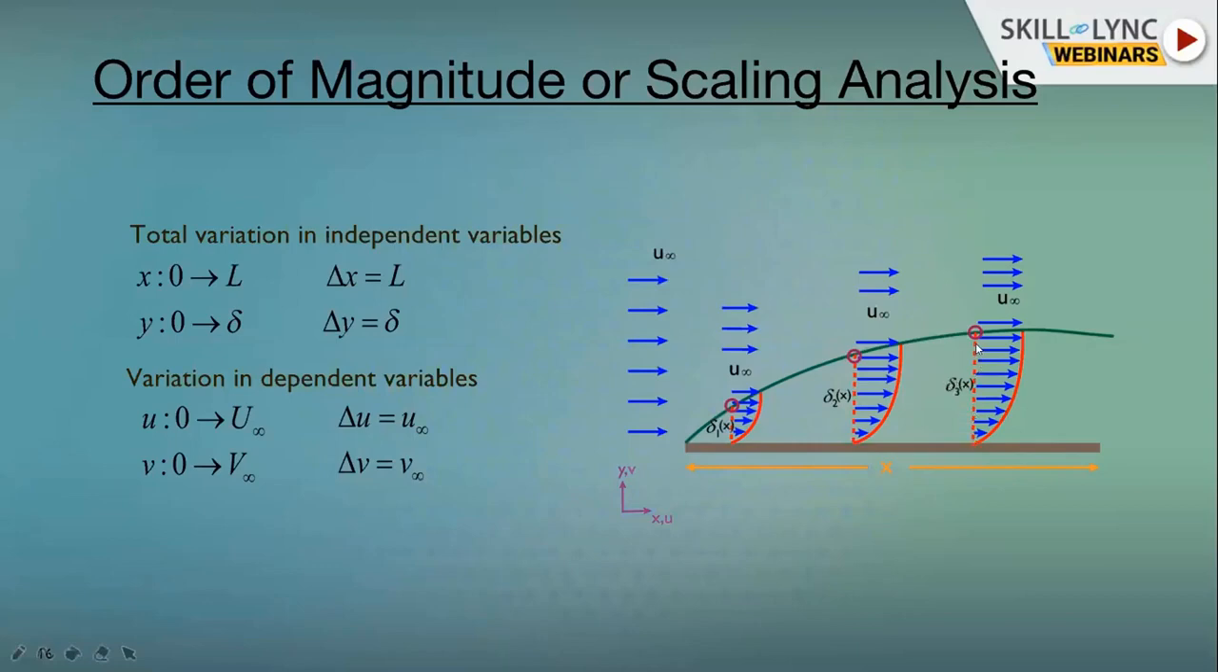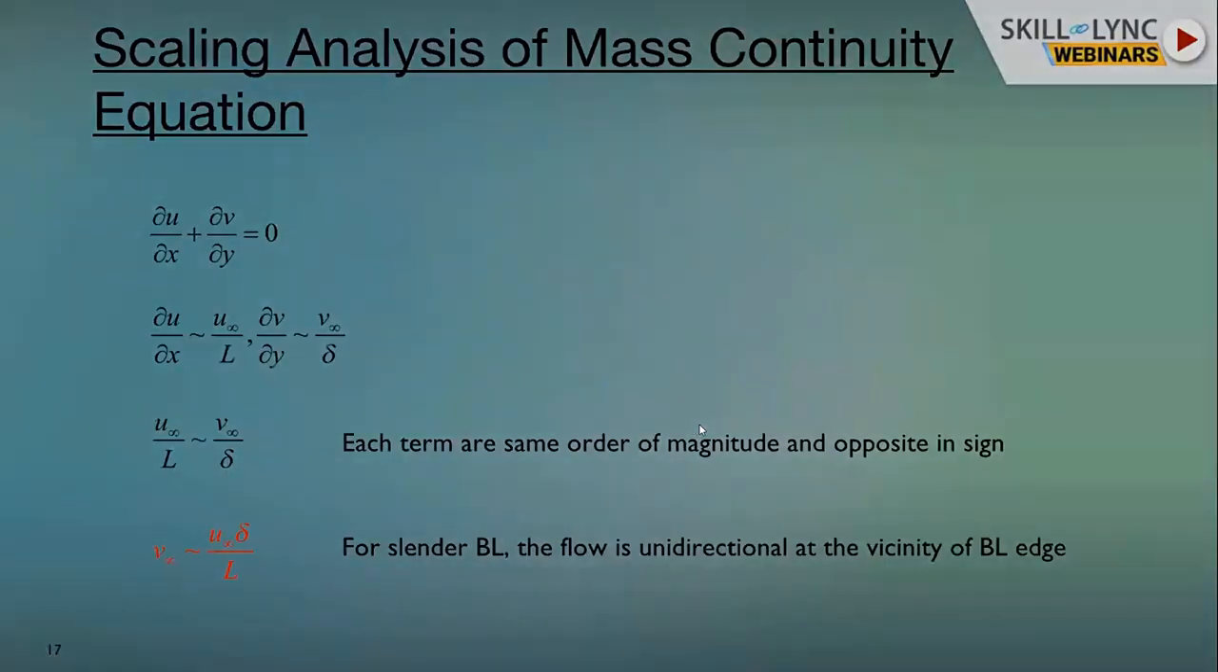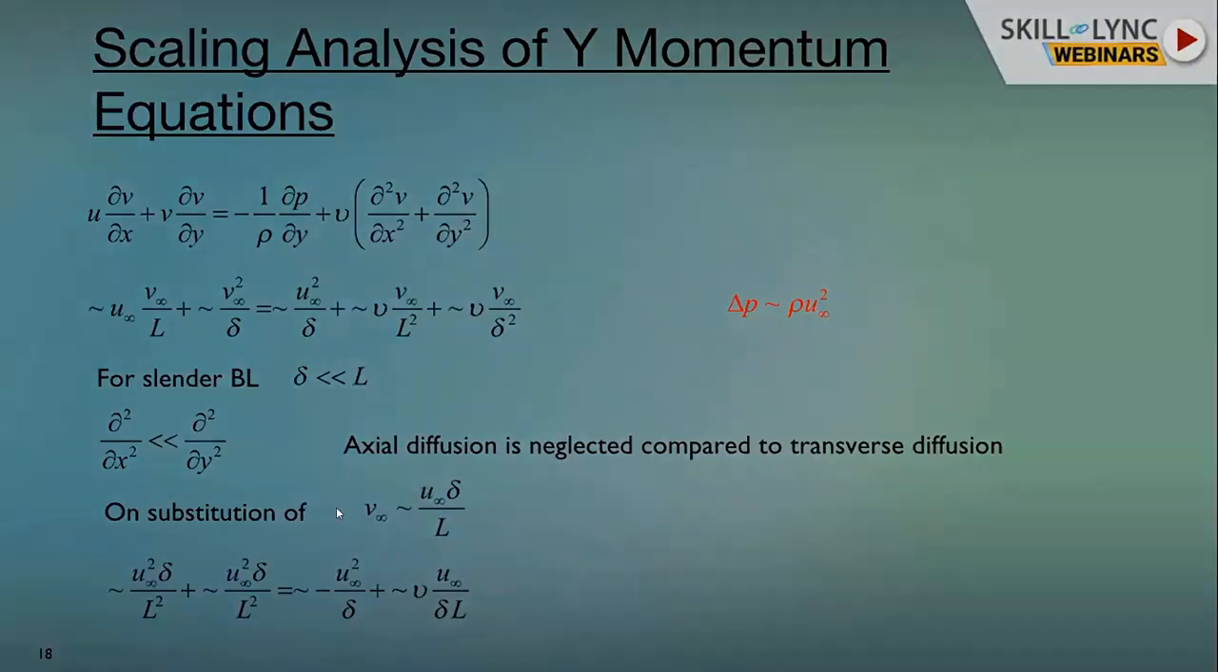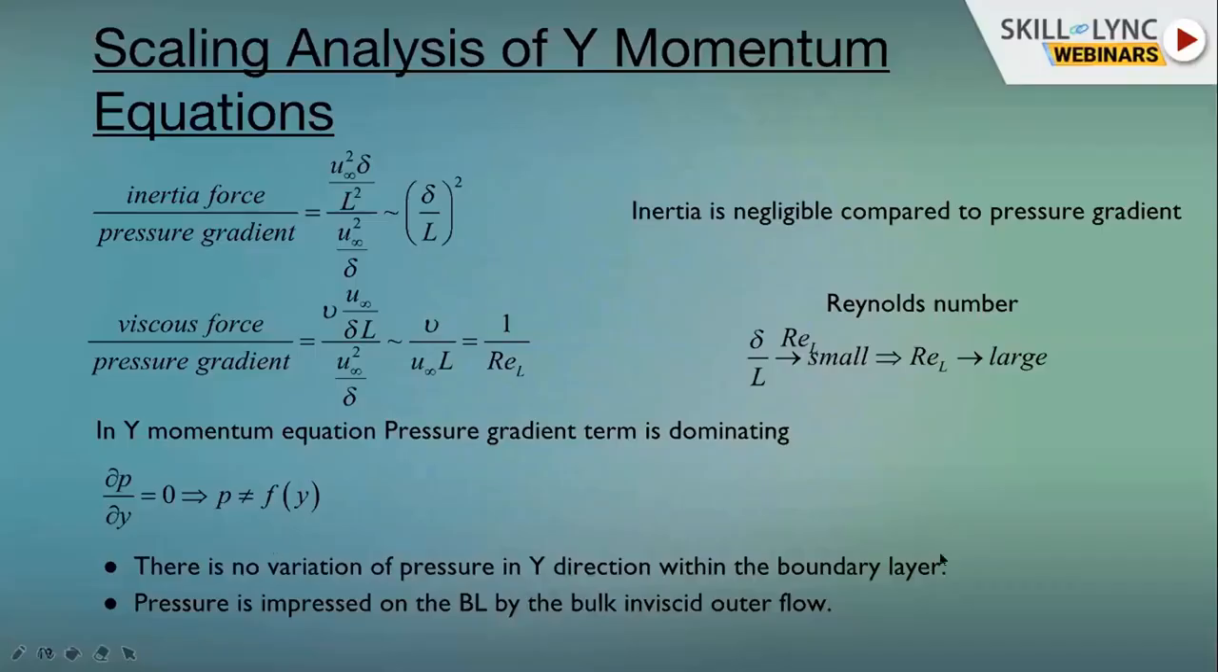The free stream fluid provides the bulk pressure on the boundary layer. Inside the boundary layer, the pressure gradient in the y direction is 0. This is my y momentum equation result. So there is no pressure variation in the y direction of the boundary layer. Pressure is impressed on the boundary layer by the outer flow of the bulk fluid.